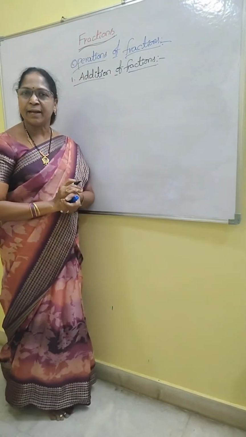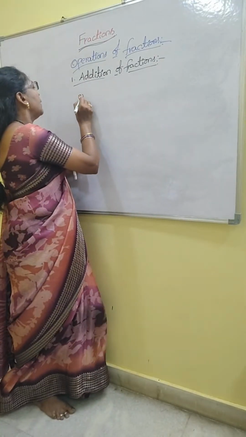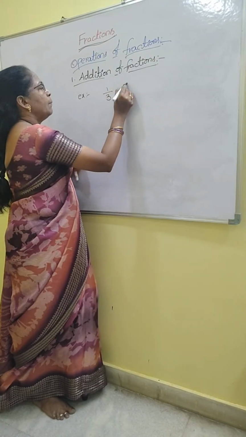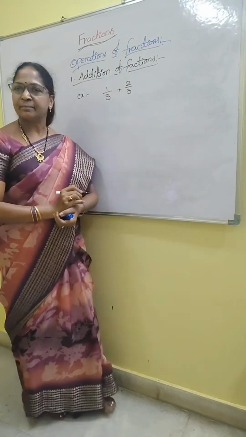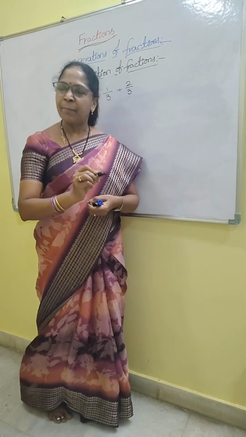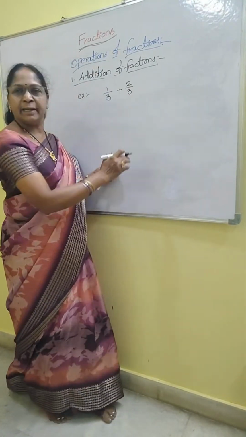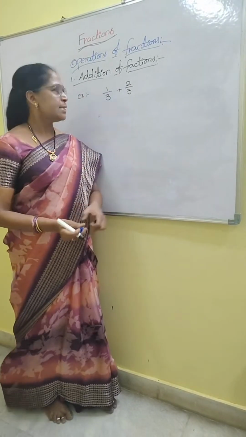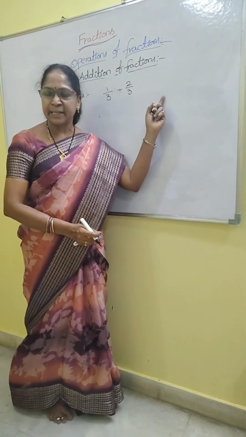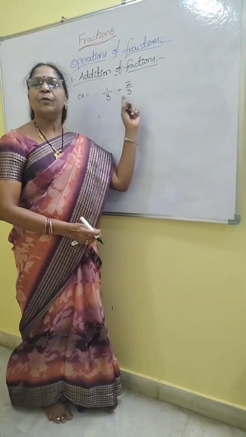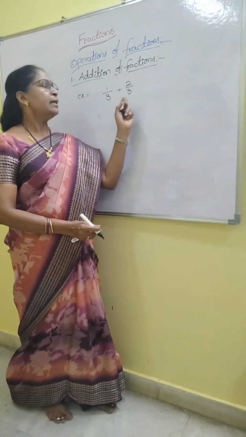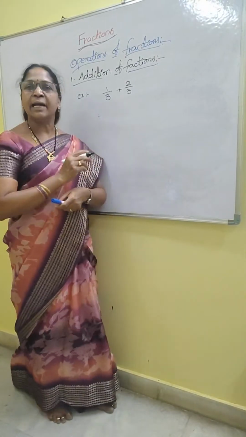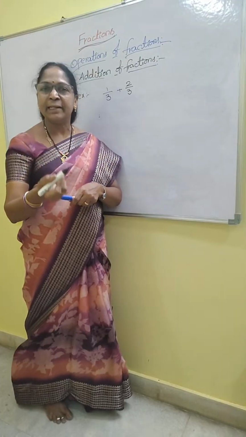In this addition of fractions, for example here, 1/3 plus 2/3. The first example is 1/3 plus 2/3. Now, how to add the fractions? The basic thing is, if the denominator is the same, then directly you can add the numerators and write the denominator as it is. That is the easy procedure. You can apply this condition if the denominators are the same.